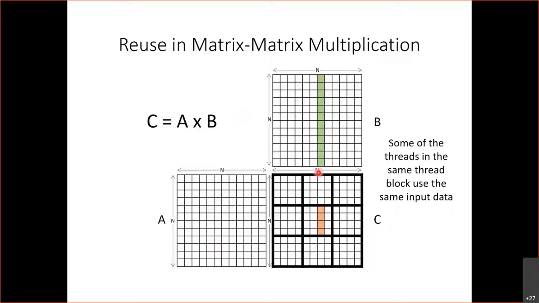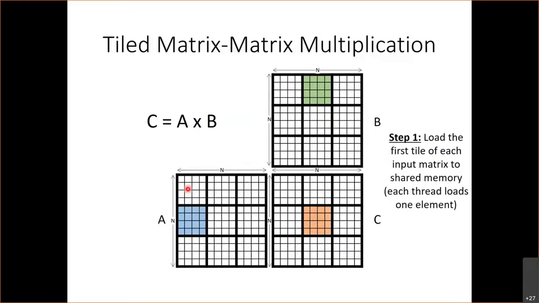So rather than having each of these threads load the row from A or the column from B from global memory, we could think of our A and B input matrices as also being tiled, or divided into tiles, and have the threads inside of this thread block each be responsible for loading one of the elements of A and one of the elements of B. For example, this thread would be responsible for loading this element in A and this element in B. This thread over here would be responsible for loading this element from A and this element from B.